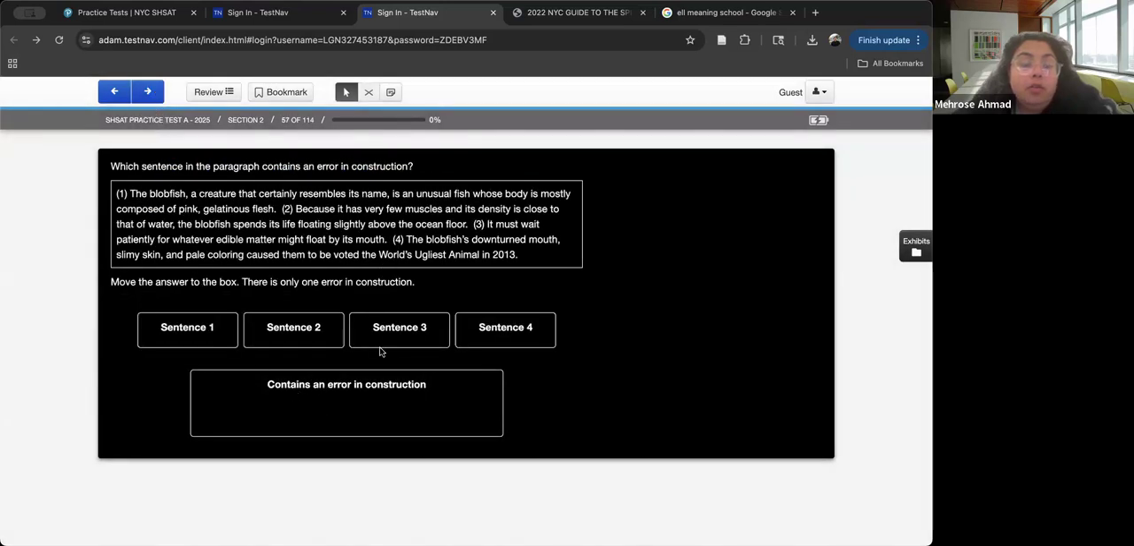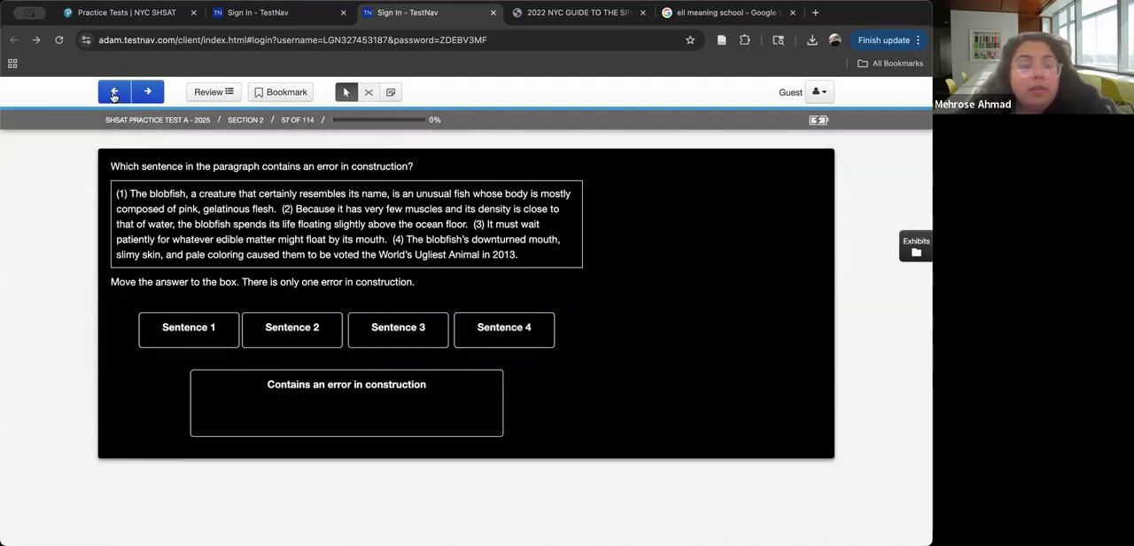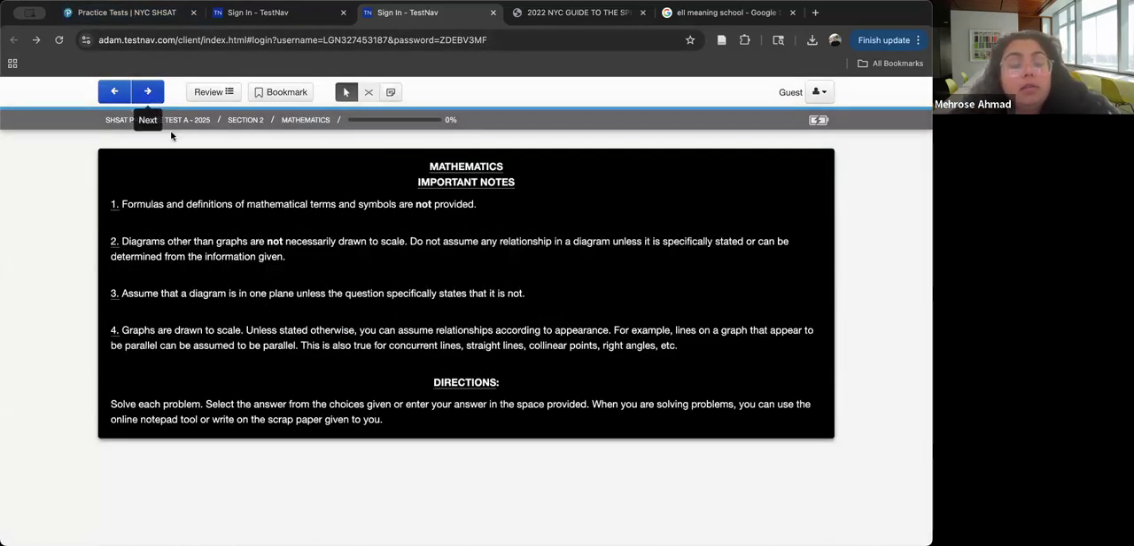Here, they want you to, again, drag to the box. And I think what's interesting about this grammar section is that they're very specific in the terms. So here, for example, they're telling you there's an error in sentence construction, so you should understand what it means to construct a sentence and what that includes.